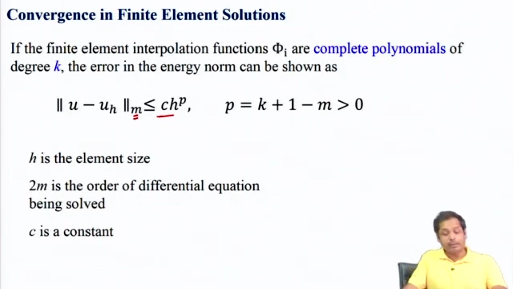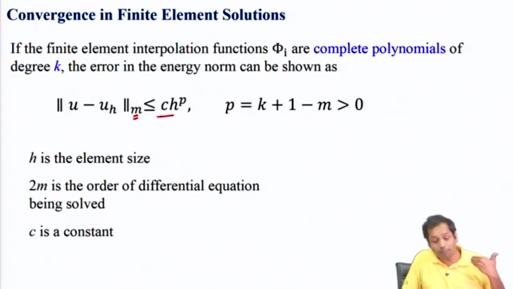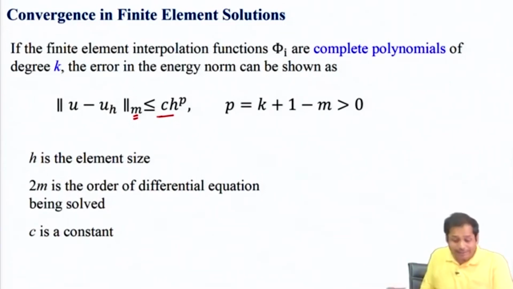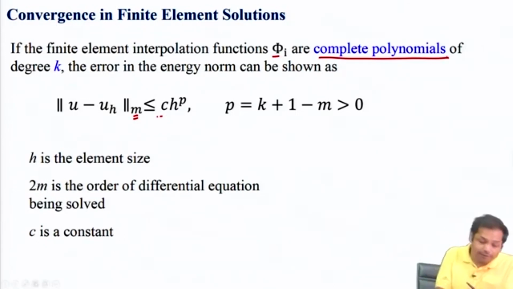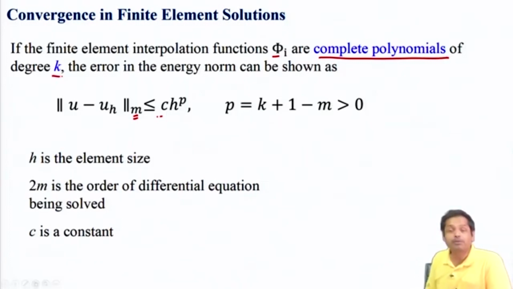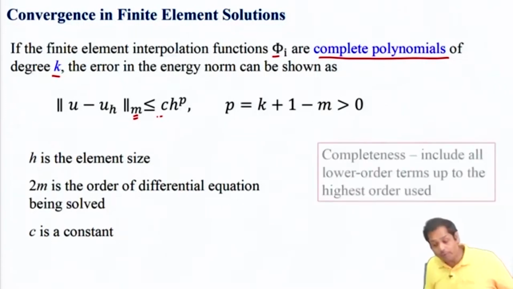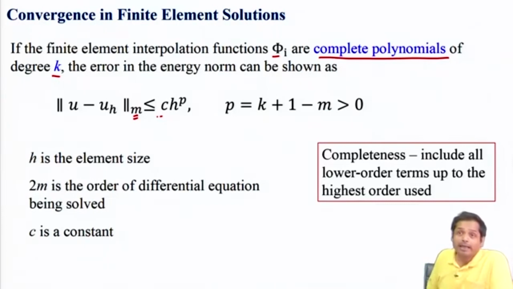Now, looking at this, you can see that if you keep on reducing the element size h, you will get convergence, or if you keep on increasing p, you will get convergence. Okay. Now, what is important to take for our discussion today is this: if the finite element interpolation functions phi i are complete polynomials of degree k, the error in the energy norm can be shown as this. And what is a complete polynomial? The definition of completeness is it includes all lower order terms up to the highest order used.